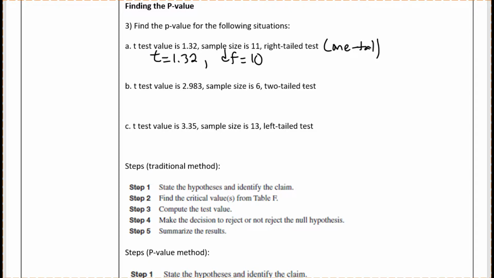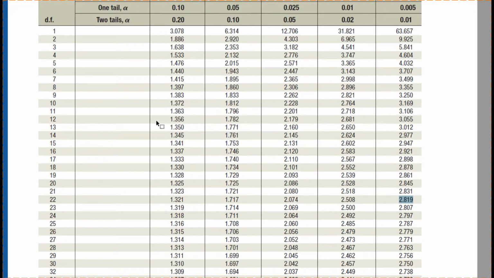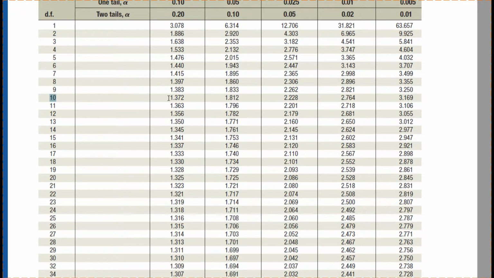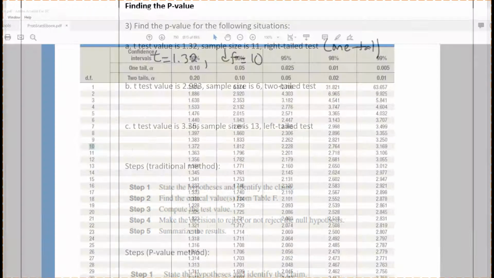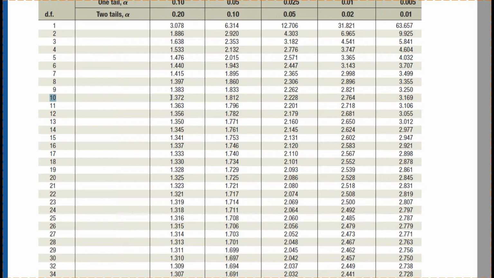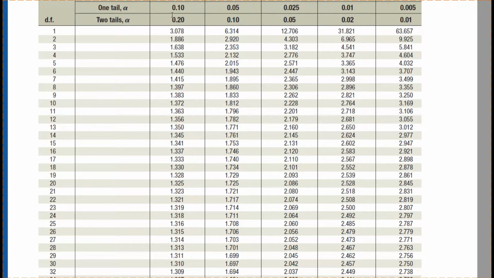All right, so then what we want to do is look up our p-value from the table. We're going to get as close to 1.32 as possible with a degree of freedom of 10. That looks like 1.372. Notice that we are on the left side of 1.372, somewhere on the left side. Which means that if we go to the one tail here, we're at 0.10, right? So we're on the left side of 0.10.